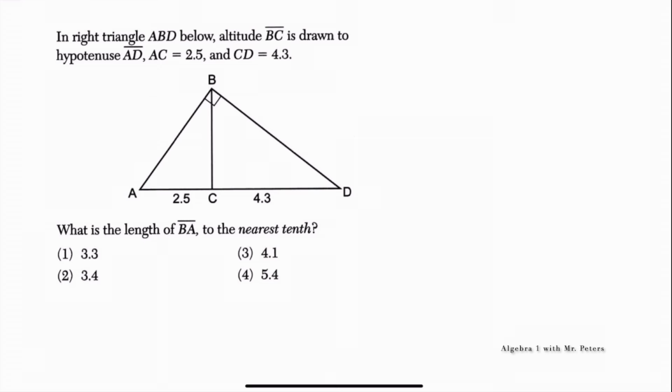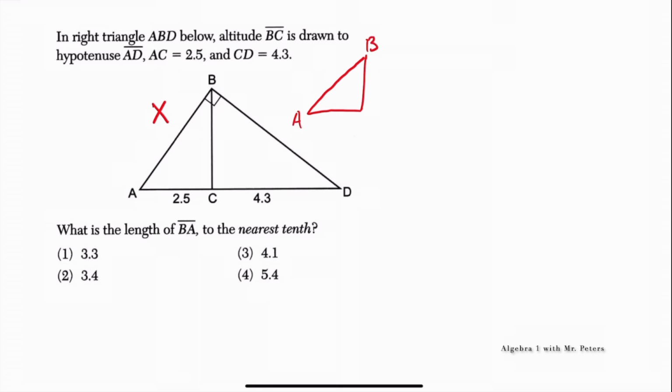In triangle ABD below, they tell us that the altitude BC is drawn to the hypotenuse AD, and they tell us the lengths for AC and CD. What they want us to do is determine the length of BA. So we're going to put x right here. We could use the leg rule, altitude rule. I don't like to get too deep into it. Sometimes I just like to tell students use proportions and understand how to set it up.